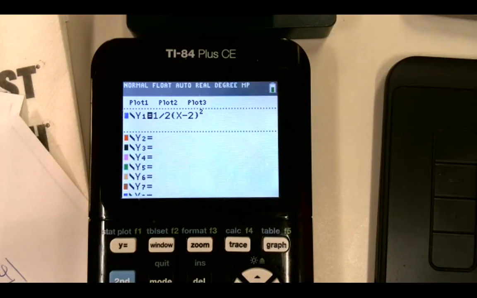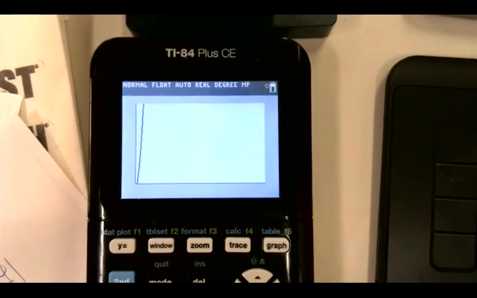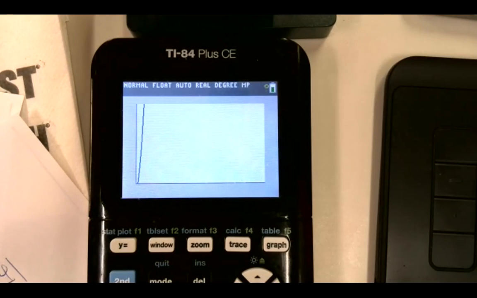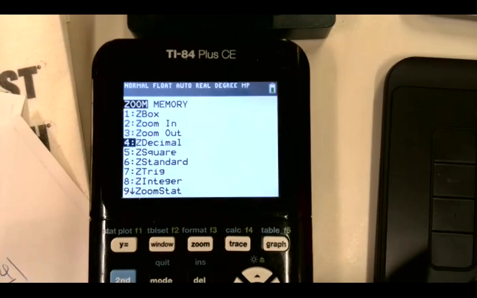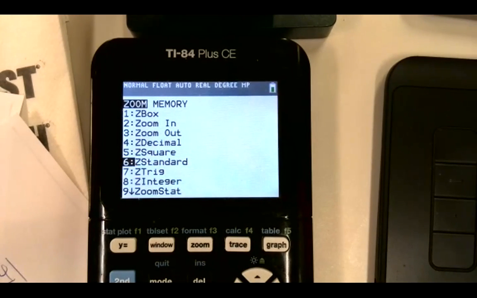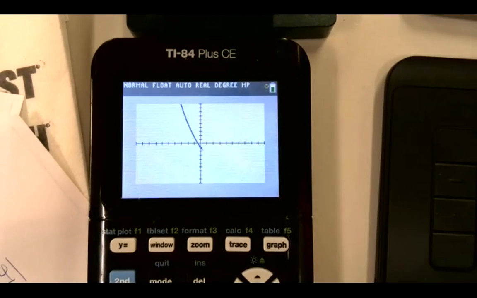And then what was it from there? +1? Yeah, I think so. It was -3. Oh, it was -3. Okay, so -3. So if you hit graph it, and you guys might see this. So what we want to do, and I'll teach you guys all about this later, is hit zoom 6. That's your standard graph. Zoom 6, zoom standard. And it should show you everything you need to know.